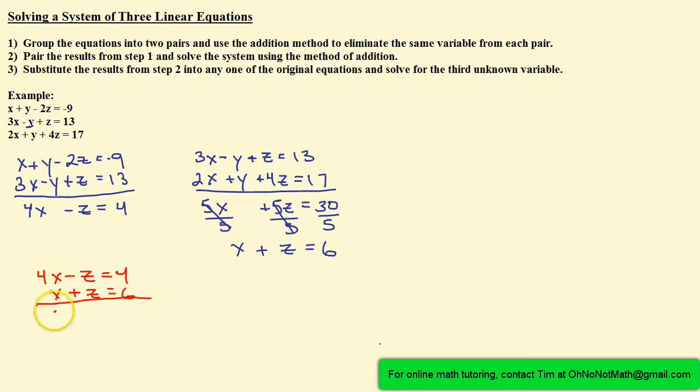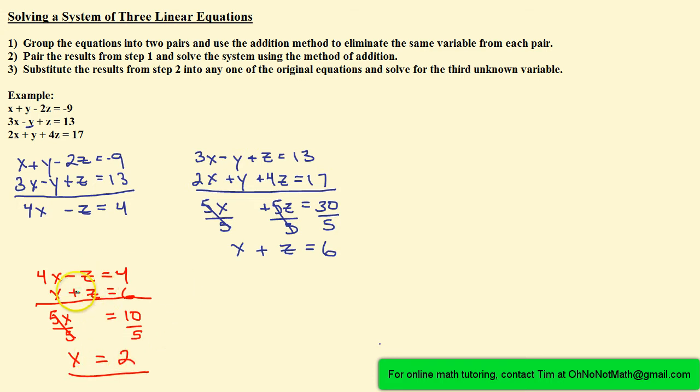4x plus x is 5x. Negative z plus z is 0. 4 plus 6 is 10. Divide both sides by 5. These 5's cancel. I have x equals 10 divided by 5, which is 2. So there's my x term. Now let me get my z term.